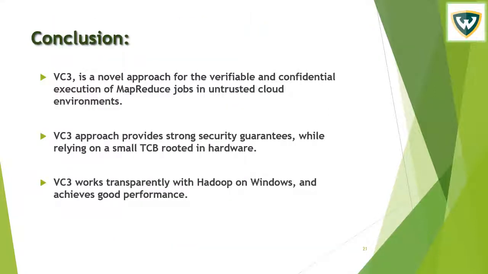In conclusion, VC3 is a novel approach for the verifiable and confidential execution of MapReduce jobs in untrusted cloud environments. We've also seen that the VC3 approach provides a strong security guarantee while relying on a small TCB which is rooted in the SGX hardware. And as we can see in the result, VC3 had good performance, and VC3 was transparent to the original Hadoop.